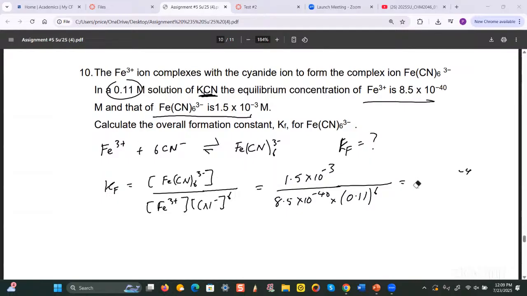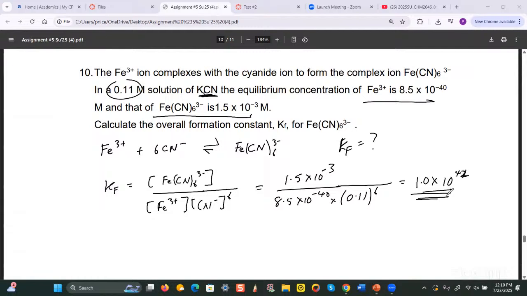And the answer, when rounded off to 2 sig figs, is 1.0 times 10 to the 42. All right. So that's the answer to that question.